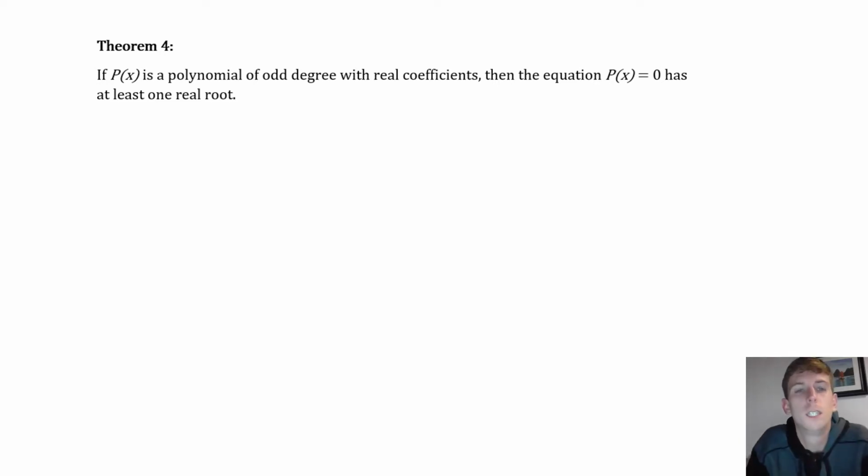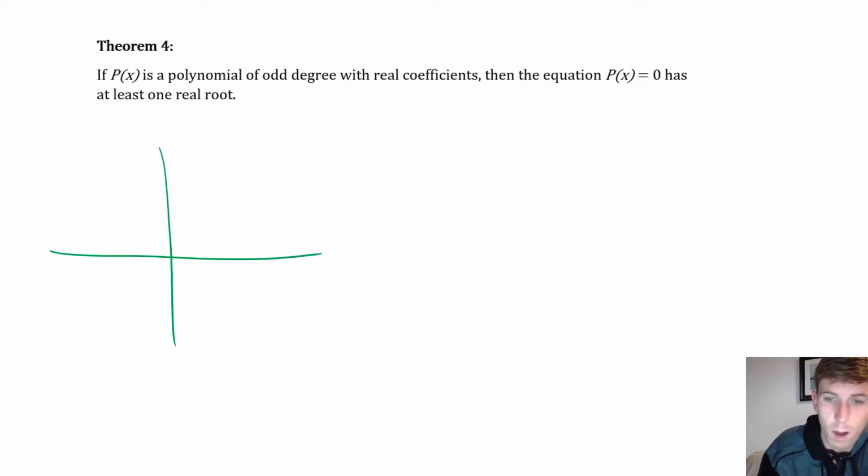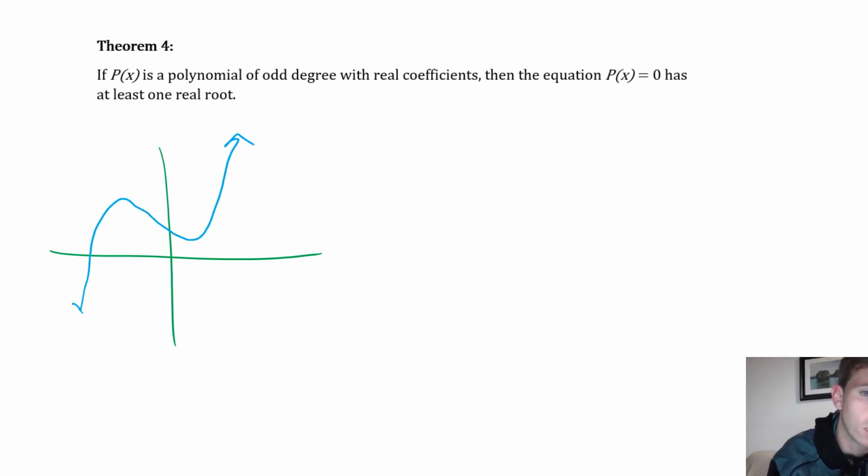Theorem 4. If p of x is a polynomial of odd degree with real coefficients, then the equation p of x equals 0 has at least one real root. We talked about this in general before, maybe not formalized in a theorem. Basically, if we have an odd degree polynomial like a cubic or a fifth degree, it's got to have at least one real root. That is due to the fact that when you take a look at the graph, one end is always going to have to be crossing the x-axis at least once, just due to how these odd degree polynomials work.